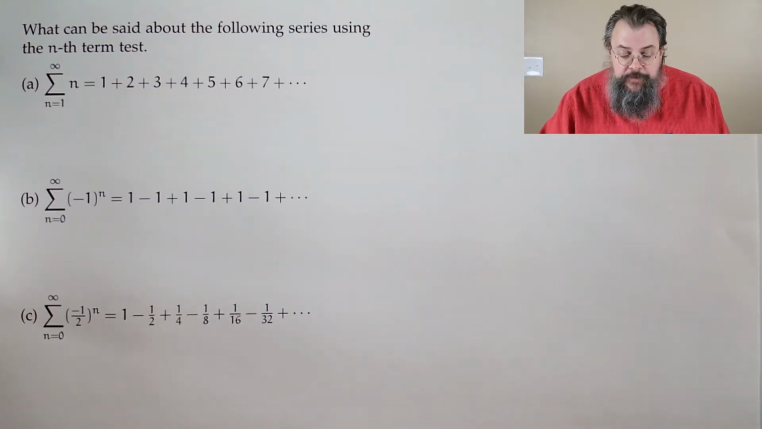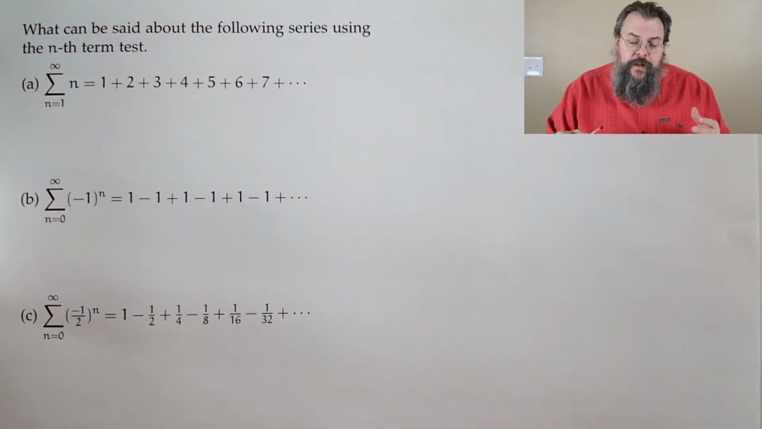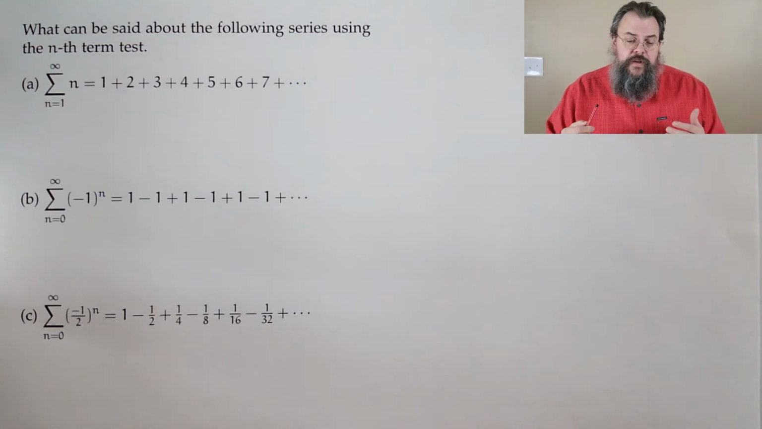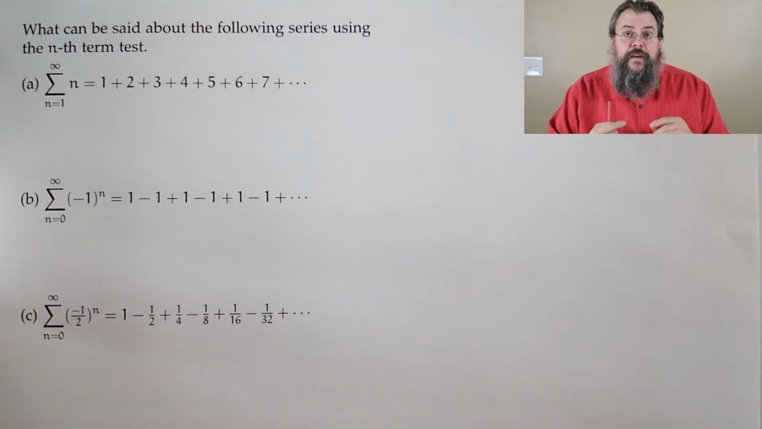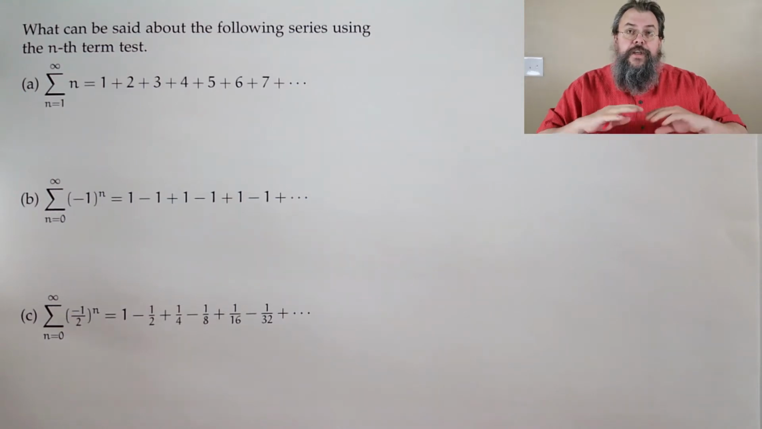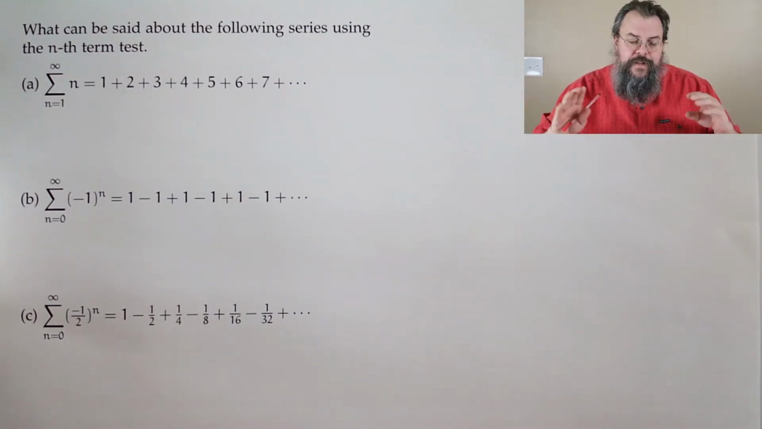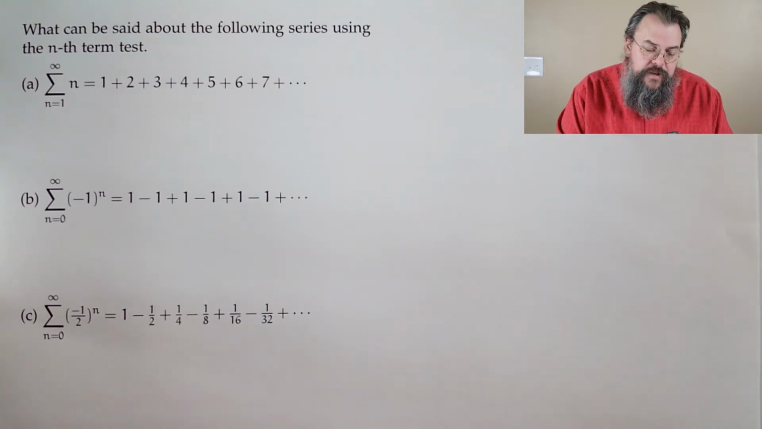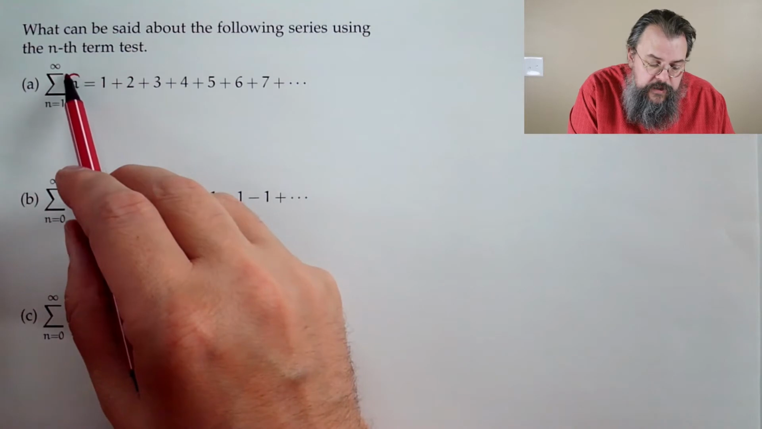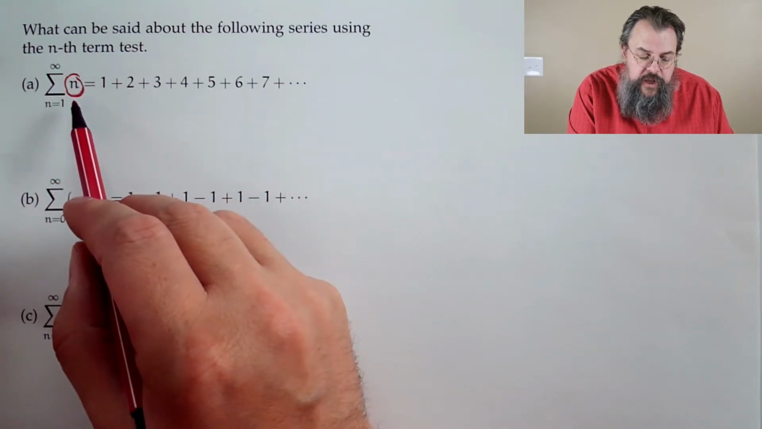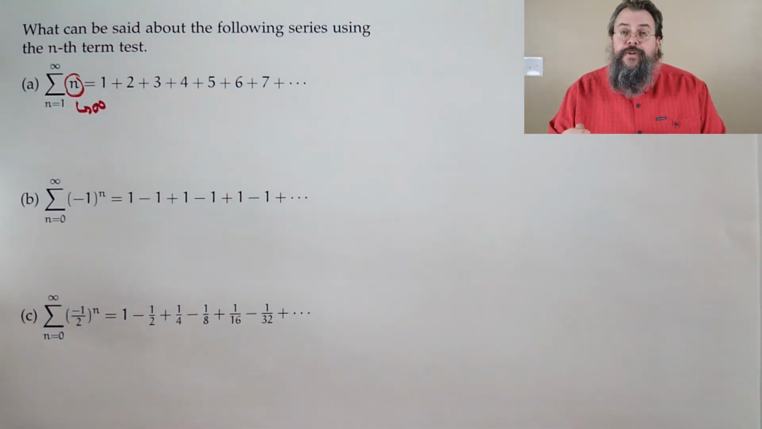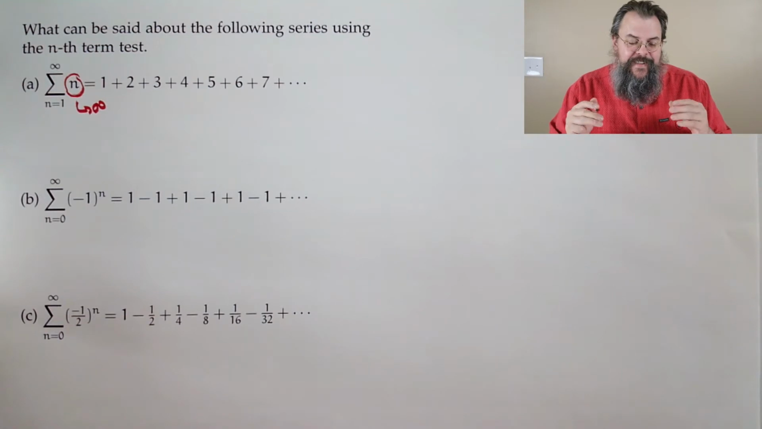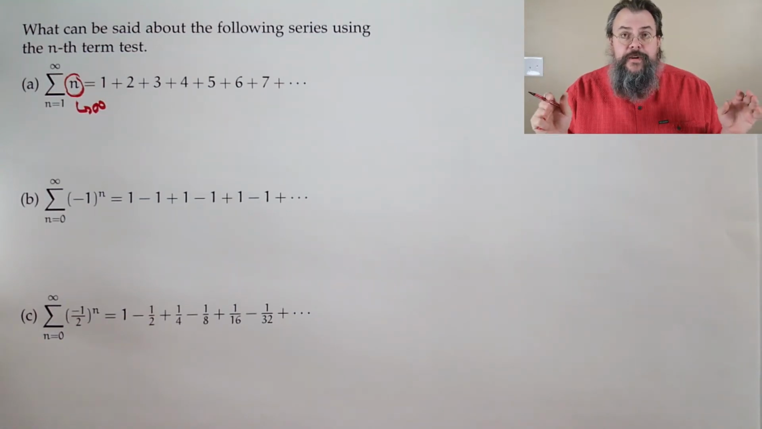Our first problem. What can be said about the following series using the nth term test? Well, we look at the nth term. Now remember, what does the nth term test say? It says, do the terms go to 0? And the answer is no. Forget it. Just stop. Doesn't converge. So what are the nth terms? What happens to this? Well, this term is heading towards infinity, so it's definitely not going to 0. And so we can say, look, doesn't converge.